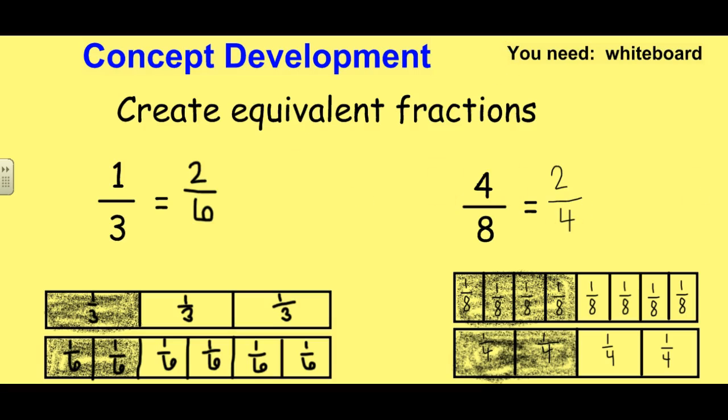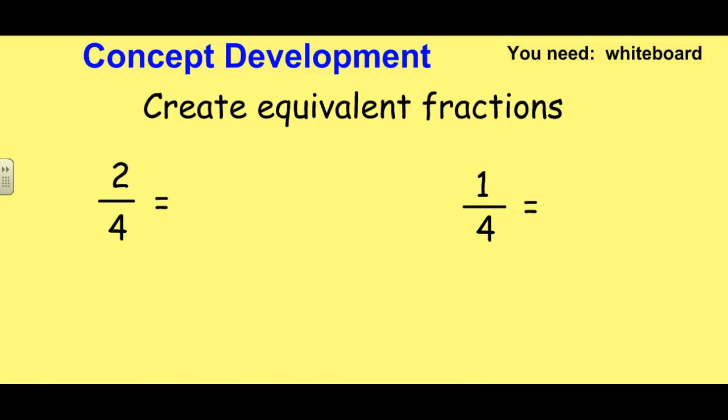Okay, so we're going to be ready to move on. Make sure you have this finished before you move on. And we're going to do the same thing again. We're going to look at our fractions.